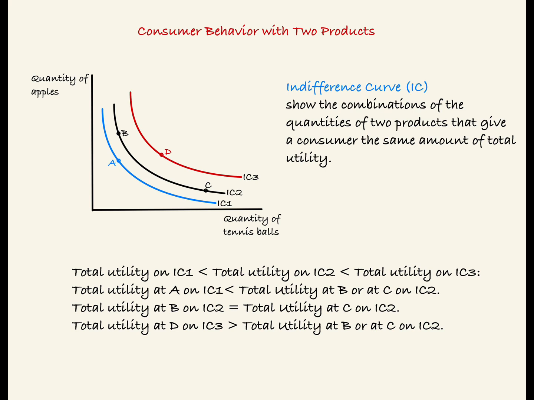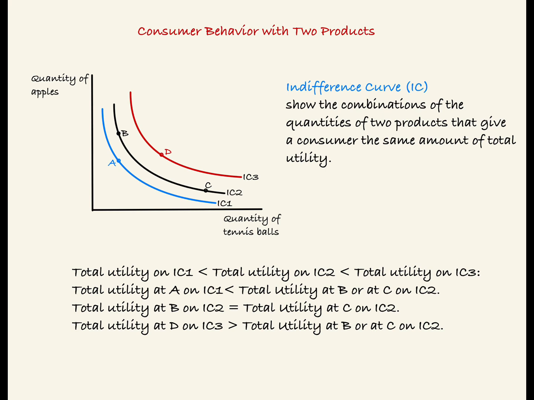Along the indifference curve, there is equal total utility. The different points represent a different combination of the quantity of apples and the quantity of tennis balls. At point B, there is a greater quantity of apples, but at point C, there is a greater quantity of tennis balls. Regardless of the combination, the total utility remains the same.